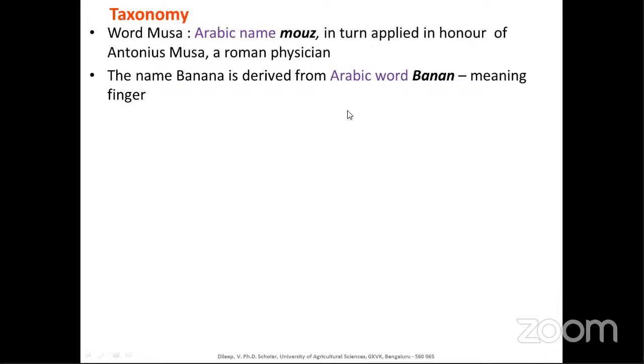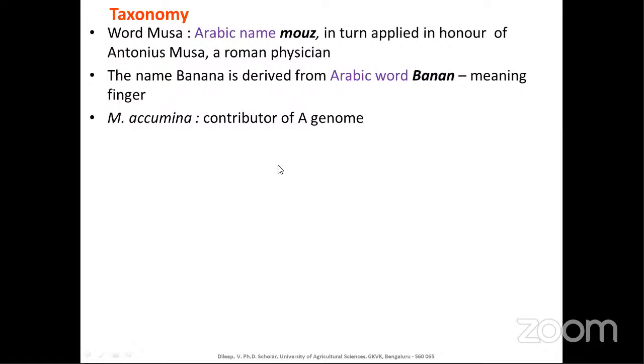The name of the genus is also derived from the Arabic name, and the name banana, which is what we call the common name, is also derived from the Arabic word. It is known as banan, which means finger. We will call it finger, and a group of fingers is a hand. For the whole section, it is called a bunch of hands and fingers.